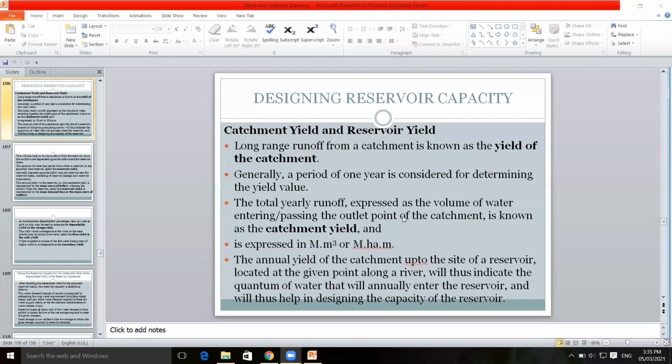It is the total yearly runoff. It is expressed as the volume of water entering the outlet point of the catchment. That is known as catchment yield. The volume of water passing the outlet point of the catchment. How much the runoff is there? Total yearly runoff, maximum runoff throughout the year, that is calculated. That is known as catchment yield.